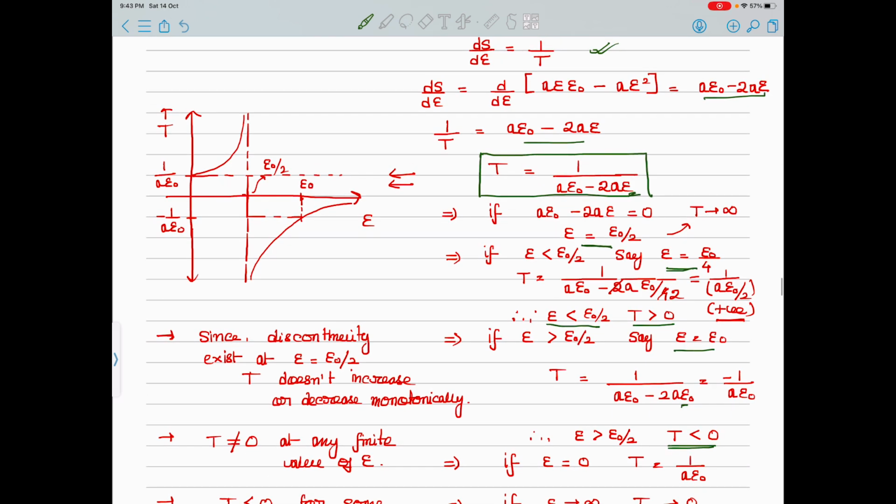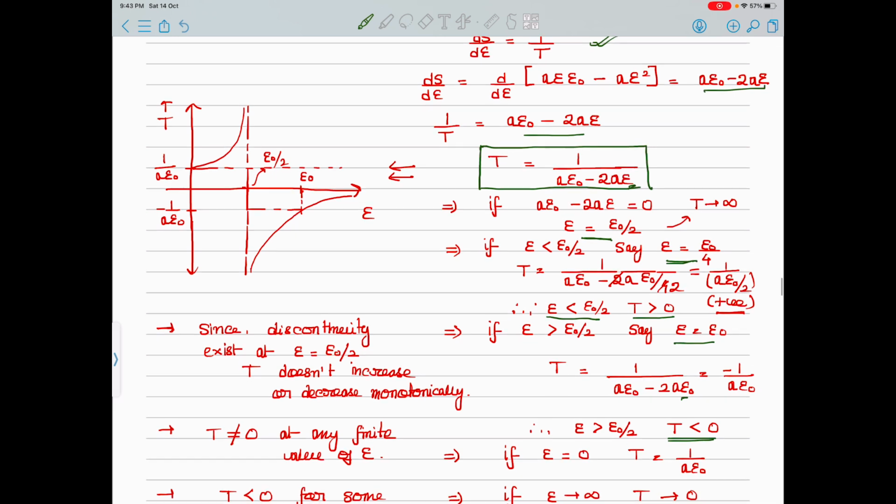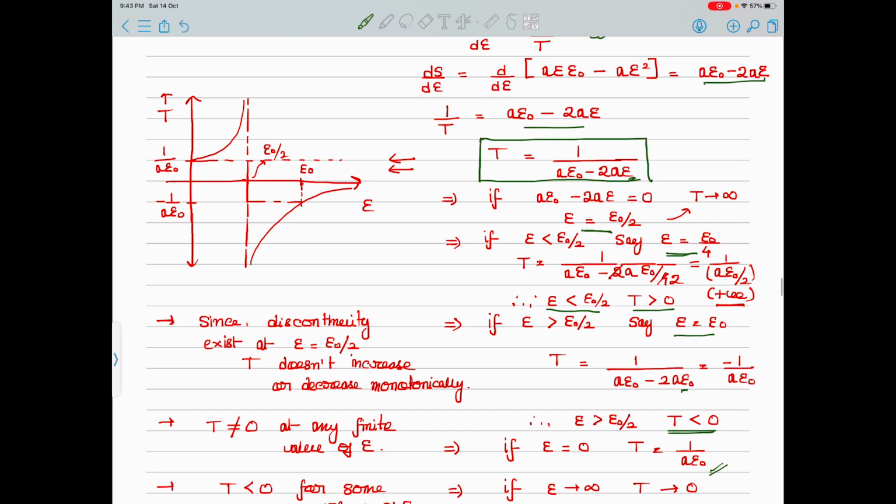Therefore, we can draw this temperature with respect to the energy this way. So this is T and this is the E axis. At E equal to 0, we have found that T is equal to 1 upon A E naught, and therefore I have written here 1 upon A E naught at E equal to 0. So it starts from here. At E equal to E naught by 2, temperature should tend to infinity. And for E less than E naught by 2, T is greater than 0. And for E greater than E naught by 2, we have seen T is less than 0.